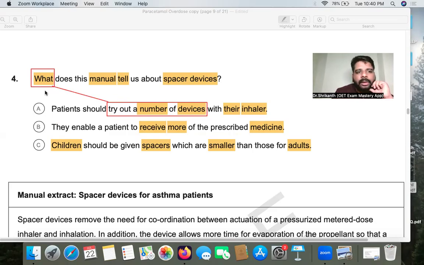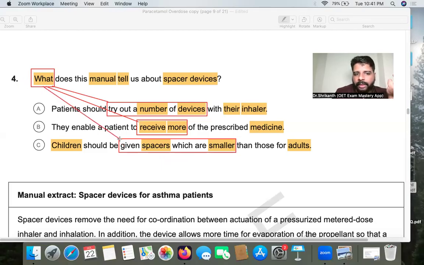Now, what is the verb in answer option B? They enable the patient to receive more of the prescribed medicine. Receive more. This is the action, right? The patients will receive more amount of the medicine. That is the verb over here. Now, what is the verb in answer option C? Children should be given spaces which are smaller than those for adults. So should be given. Given spaces which are smaller. That is the action over here, right? So that is the thing.